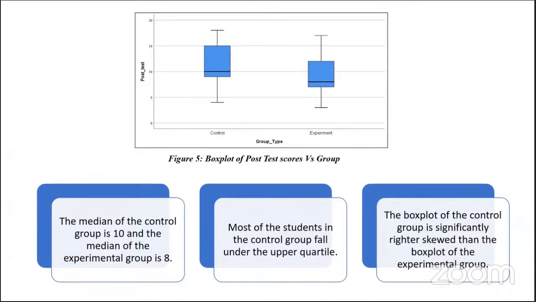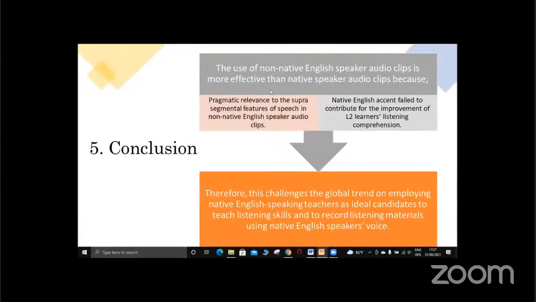Next, I invite Chamali to continue the presentation. In conclusion, the data analysis of the study proves that the use of non-native English speaker audio clips is more effective than native speaker audio clips. It identified the pragmatic relevance of the suprasegmental features of speech, such as tone, pitch, and intonation, in non-native English speaker audio clips as one of the main reasons for their effectiveness.